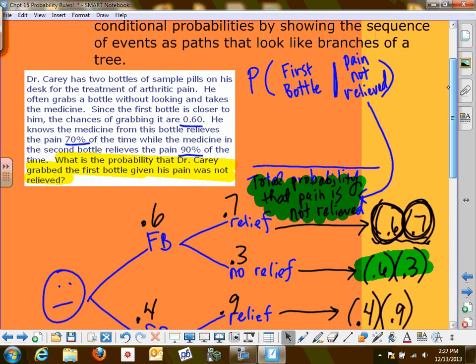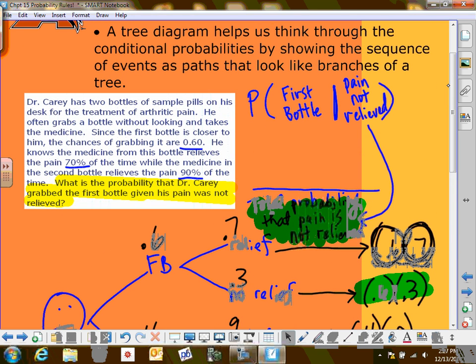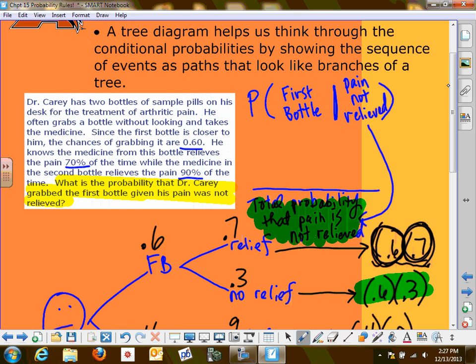According to our little question up here that we wrote, probability that he took the first bottle, given that his pain was not relieved, what information goes on top of our fraction? Well, don't give me the numbers. What concept goes on top? Good. First bottle and pain not relieved. Okay, so that's what I gotta find.